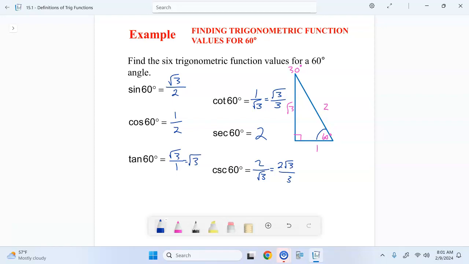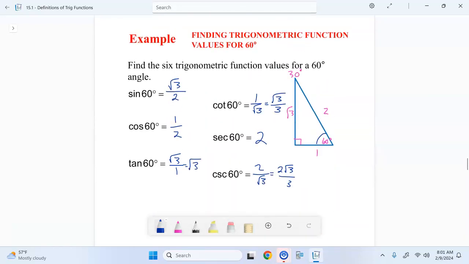Those 6 values, you're going to see a lot. Like a lot. Root 3 over 2, 1/2, root 3 over 3, 2 root 3 over 3, and 2. You're going to see a lot. So get used to it. But they come from this triangle. Okay?